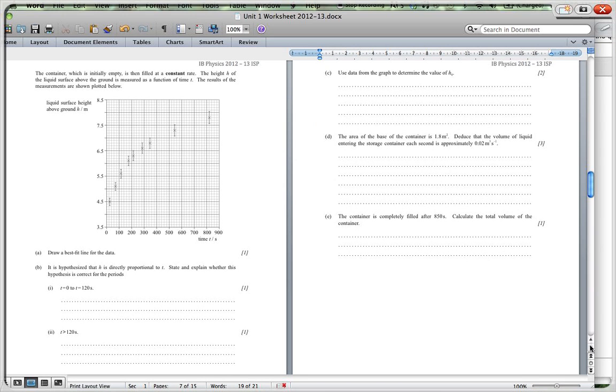It says here that the container, which is initially empty, is then filled at a constant rate. So when you're talking about a rate, we would be talking about the amount of fluid per second. So it's a per second value. A rate is always a per second. The height h of the liquid surface above the ground is measured as a function of time. The results of the measurement are shown plotted below.